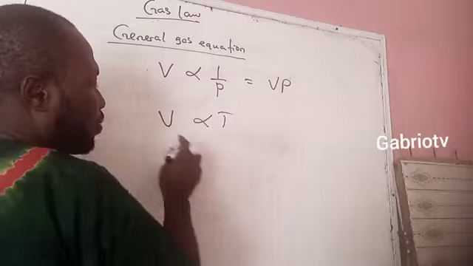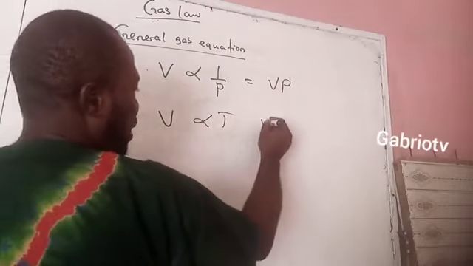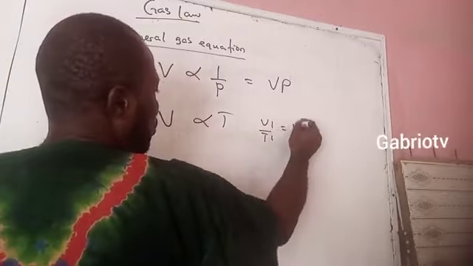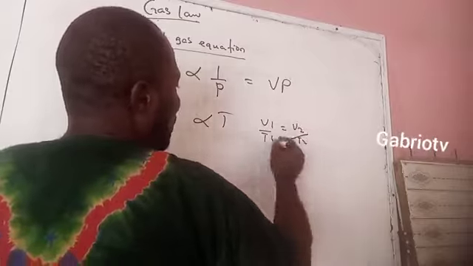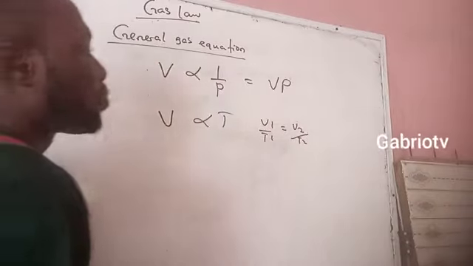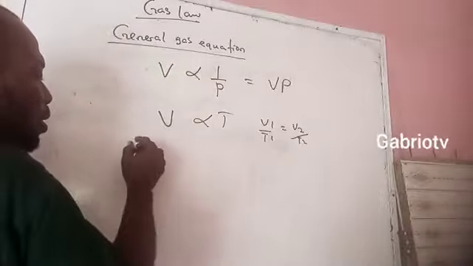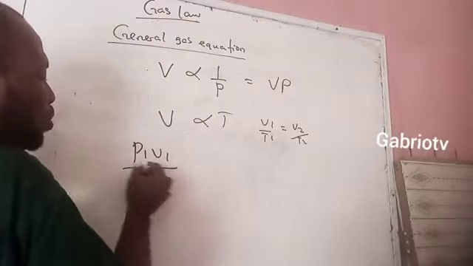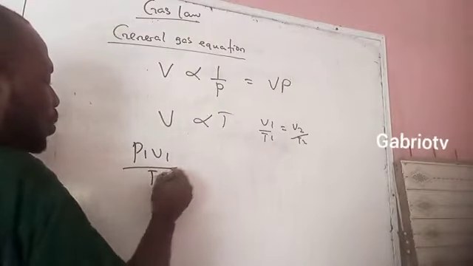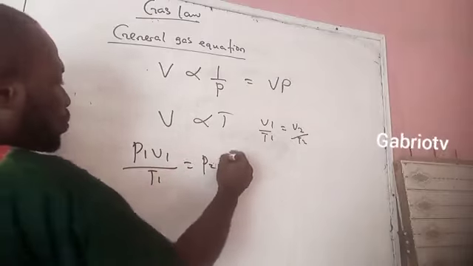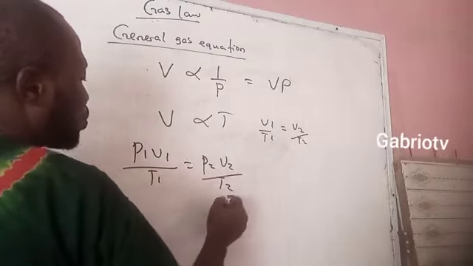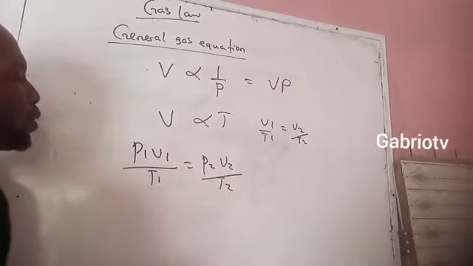You understand? So when the volume is directly proportional to the temperature, we have V1 over T1 equals V2 over T2. This is Charles' law, and that's Boyle's law. So combining both laws, we have P1 V1 over T1 equals P2 V2 over T2. This is the general gas equation.